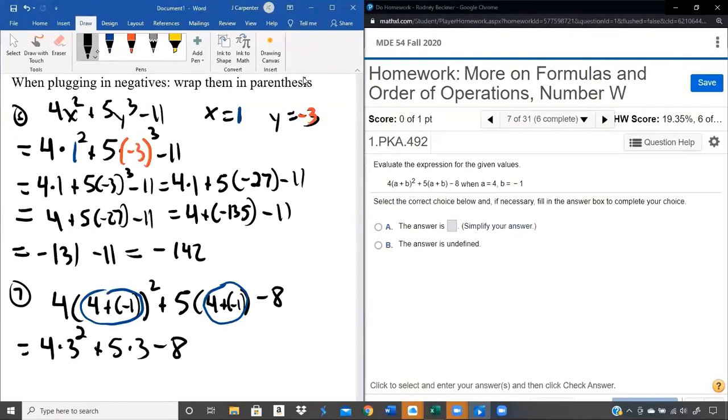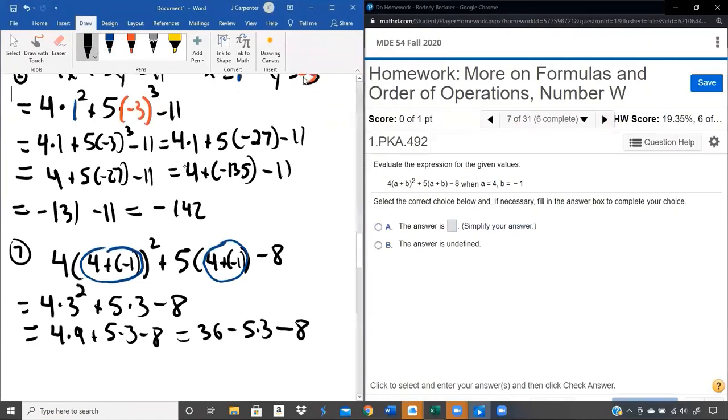No more parentheses, we're up to exponents. Do not multiply 4 and 3 first. You have to square first. E before M, indeed. 3 squared is 9. So that's 4 times 9 plus 5 times 3 minus 8. Four times 9 is 36 minus 5 times 3 minus 8. 5 times 3 is 15. So that's 36 minus 15 minus 8. Two subtractions, do them from left to right. 36 minus 15 is 21. 21 minus 8 is going to be 13.